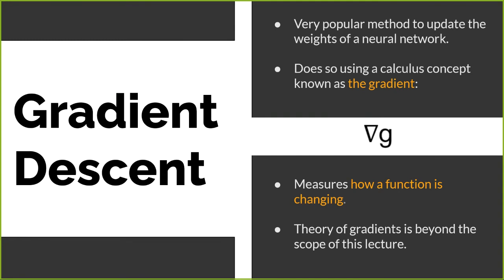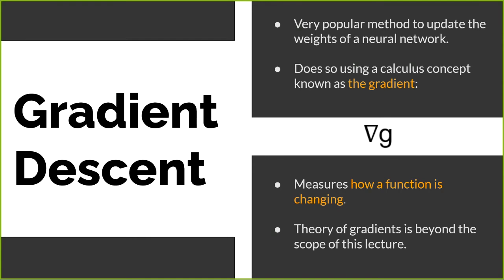So for these artificial neural networks, the most popular way to update the weights is through a method known as gradient descent. This method works by using this concept from calculus known as the gradient. And the gradient is essentially a measure of how a function is changing. It measures the direction that a function is changing and the magnitude of that change.